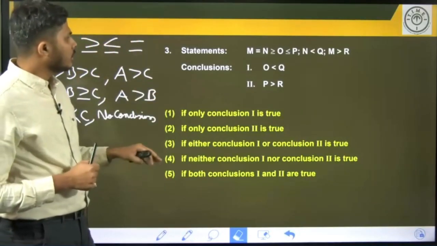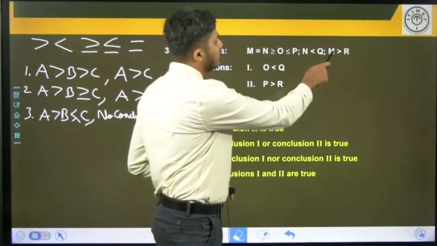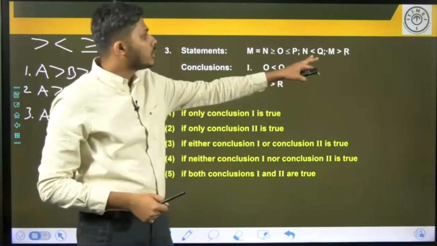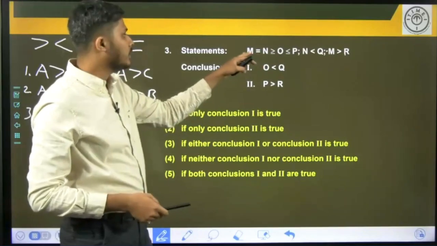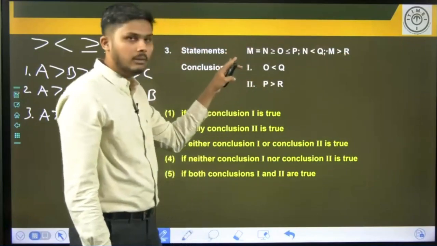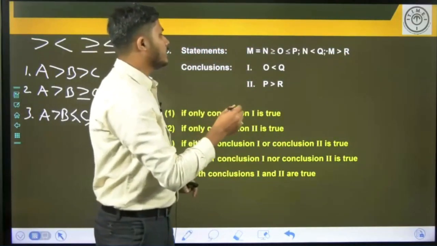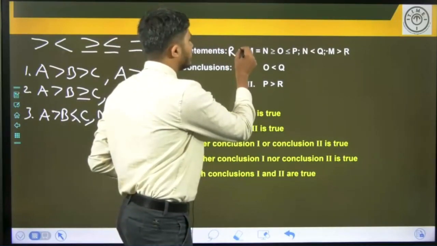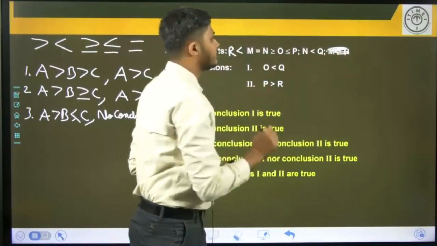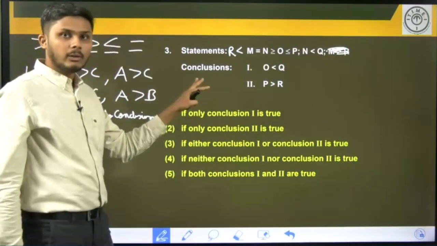Third, here we are given 3 statements, but looking at the third statement, which asks for the relation between M and R, M is also common in the first statement. Since this is a small statement, let's club the third statement with the first statement. Here we are given M is greater than R, which is the same as R less than M. So let's erase this. Now let's use only these two statements to find out the conclusions.